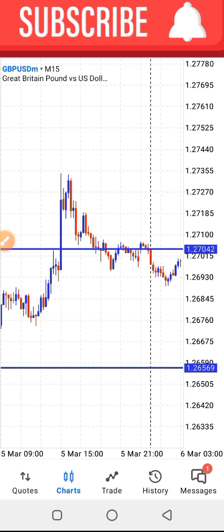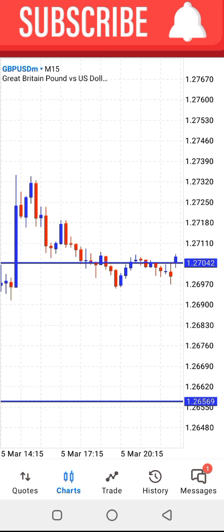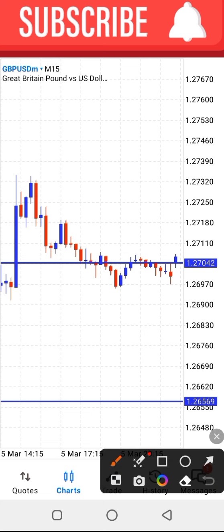Let me zoom in a bit to see the candle clearly. As you can see, this is the candle that pierced that level, this particular candle right here. The second one also pierced it, so you can use it. It depends on what you want to do. I would prefer to just go with this one since it's the first one that pierced it. That's the candle right here.